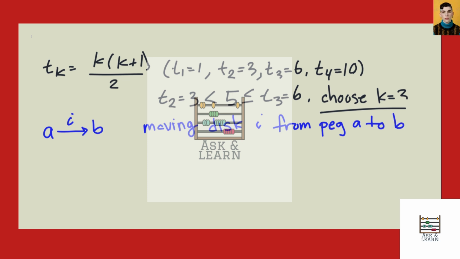So the first move that we're going to do involves moving the n minus k, which is equal to 5 minus 3. So it's going to be the second smallest disk from the first to the second peg.